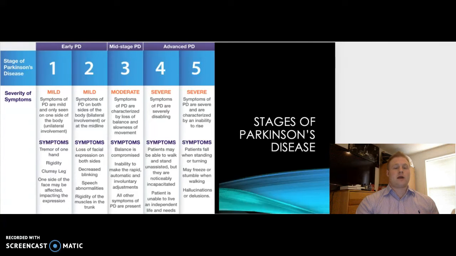Now, moving on to the latter stages, stage 4 and stage 5, also known as advanced PD, the patient struggles profusely with movement. The difference between stage 4 and stage 5 is that in stage 4, they can still move, whether that be with assistance or without. They do obviously have a great risk of falls and can become incapacitated. And in 5, they're completely incapacitated.